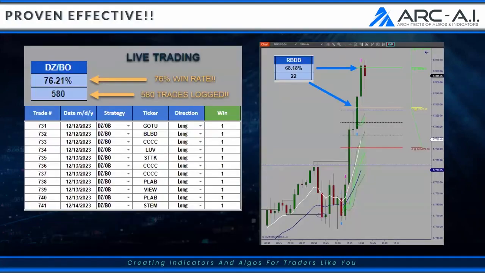So how do we know it works? So as I mentioned, we've traded this exact setup. Not just a handful of times, not even just 100 times. We've traded 580 trades on this setup. And it's got a 76% average win rate across those trades from the trades that we've logged. That's a lot. That's a lot of trading to confirm that it works.